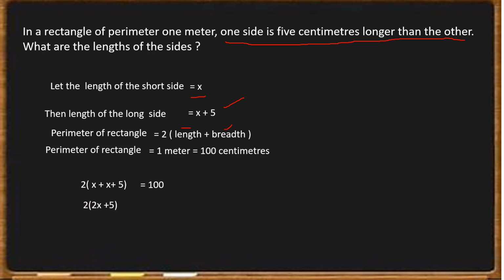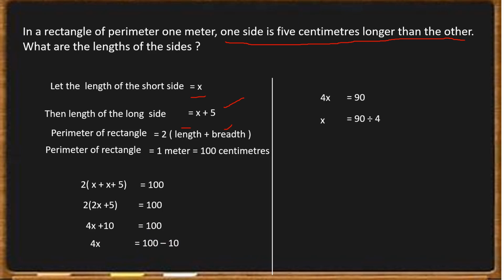We are simplifying the bracket, we get 2 times 2x plus 5 equal to 100. We are opening the bracket by multiplying 2 with 2x and 2 with 5. And we get 4x plus 10, which is equal to 100. 4x plus 10 is 100. So 4x will be 100 minus 10. So 4x is 90. So x will be 90 divided by 4. And so x will be 22.5, isn't it?